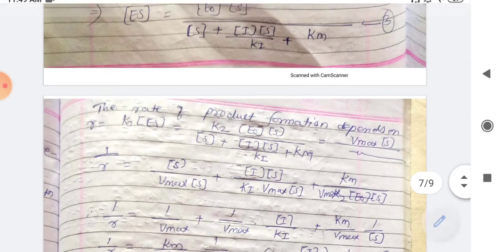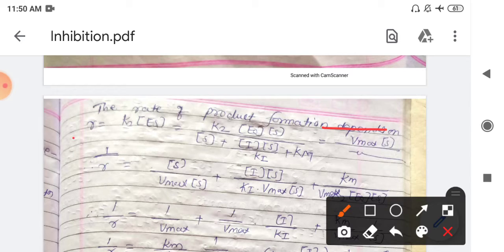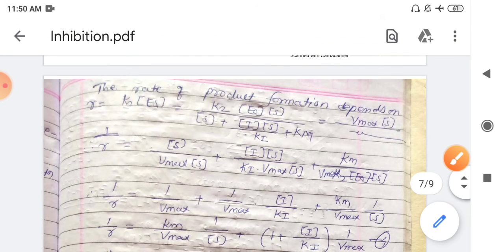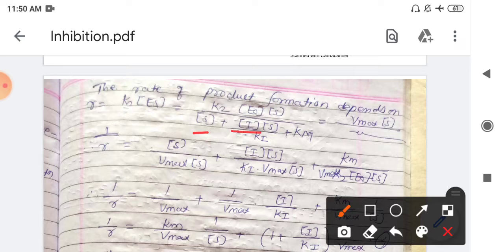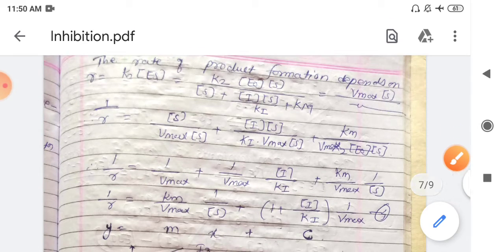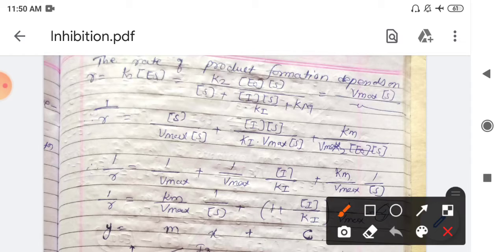The rate of product formation depends upon what? R is equal to K2 into ES, which is equal to K2 into E0 into S divided by S plus I upon Ki into S plus Km. The Lineweaver-Burk plot or the double reciprocal plot is the inverse of the given rate law, that is 1 upon R is equal to S upon Vmax into S, plus I into S upon Ki into Vmax into S, plus Km upon Vmax into S.